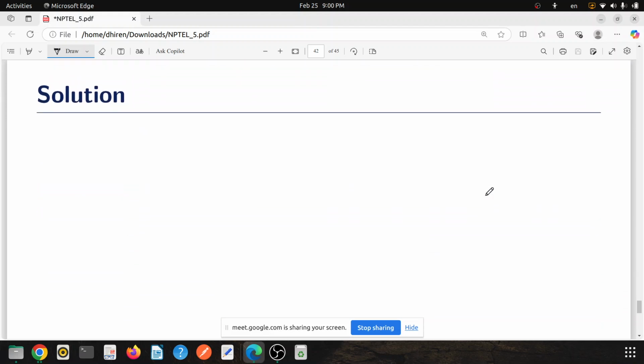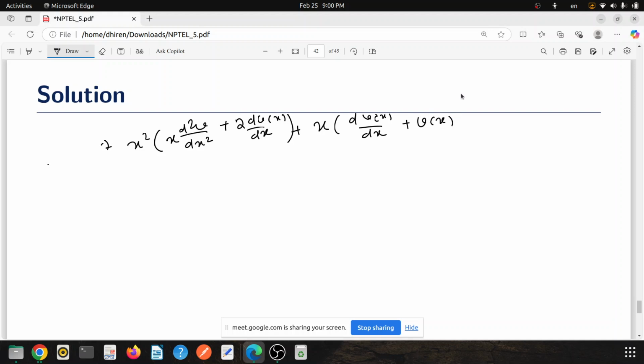So then you can substitute this expression into the original equation as, let's say, x² times x d²v/dx² plus 2 dv/dx, plus x times x dv(x)/dx plus v(x), minus, in the place of y you can write x v(x), is equal to 0.